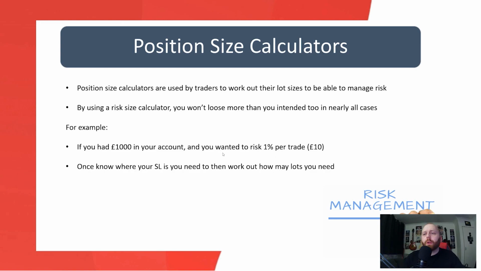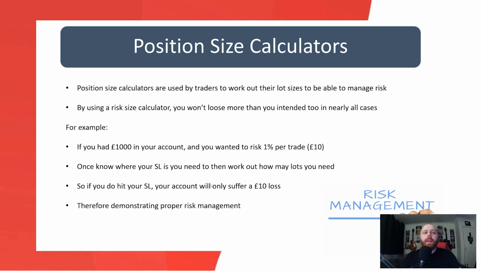Once you know where your stop loss is, you then need to work out how many lots you're going to need. When we talked about it in the examples, you're placing your stop loss just above or below those support or resistance areas. Once you know where that is, you need to work out that if the price moves against you and hits your stop loss, it's not going to make you lose more than £10 in your trade. Like I said, if you hit your stop loss, your account will only suffer a £10 loss, therefore demonstrating proper risk management, which is going to be the most key thing you take away from this video today.